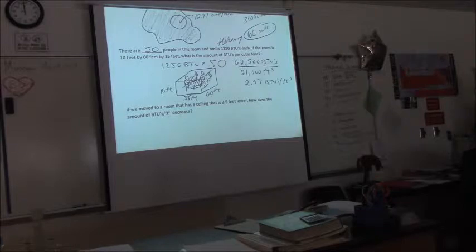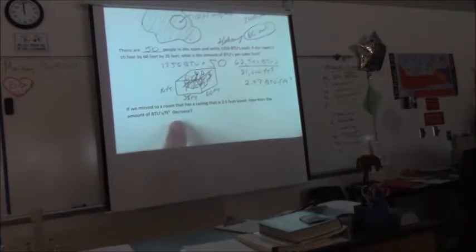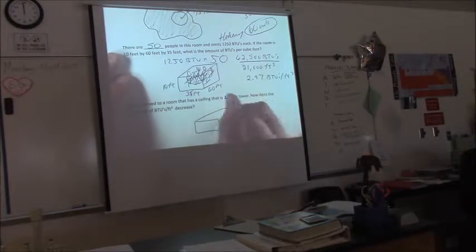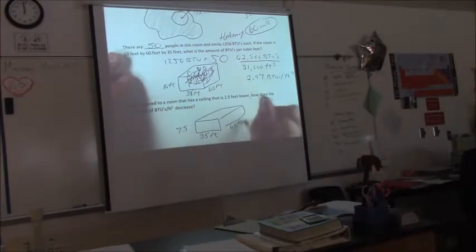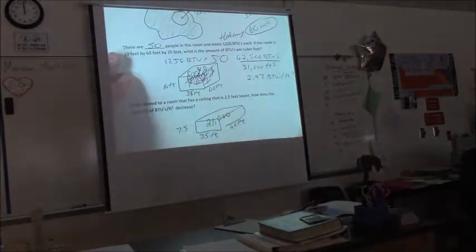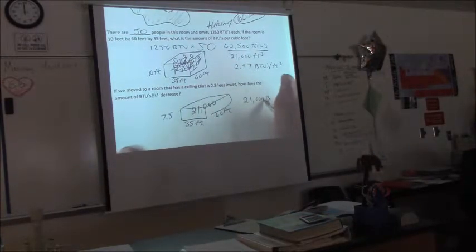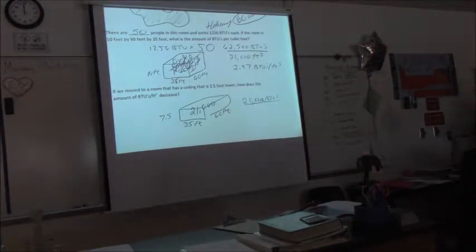All right, let's say we had to move to a room now because this room's hot, and we go to a room with a ceiling that's 2.5 feet lower. How does the amount of BTUs decrease? Wait a minute. If I go to a shorter room, 7.5-foot ceilings, that's not going to be comfortable. People are going to be sweating. There's still how many BTUs in here? Then I would take the BTUs divided by the new volume.